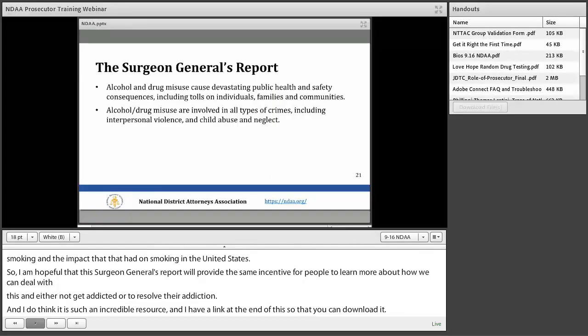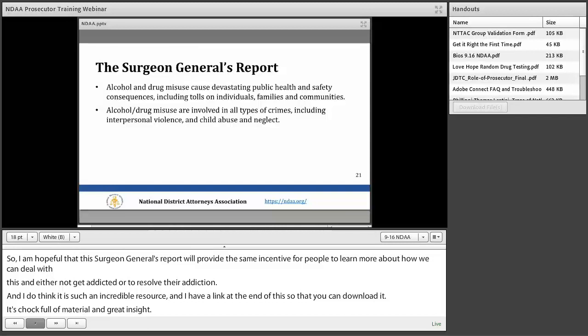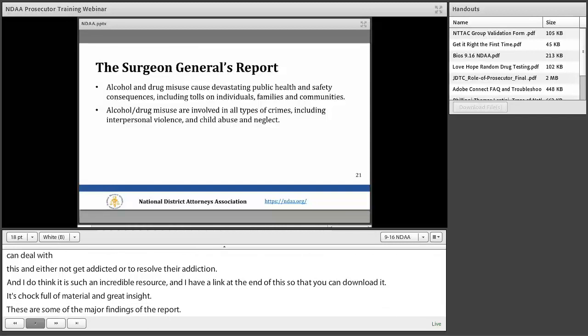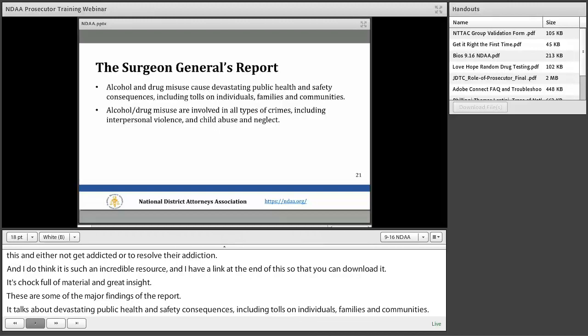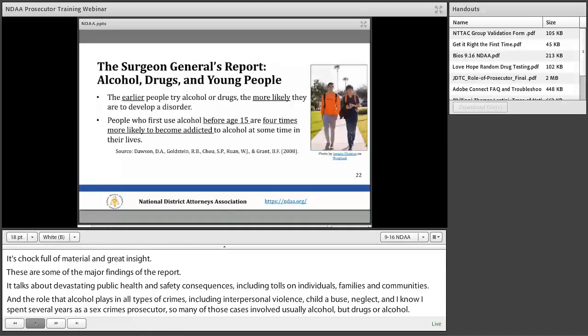So these are some of the major findings of the report. It talks about the devastating public health and safety consequences, including tolls on individuals, families, and communities. And the role that alcohol plays in all types of crimes, including interpersonal violence, child abuse, neglect. And I know, I spent several years as a sex crimes prosecutor. So many of those cases involved, usually alcohol, but drugs or alcohol. So again, this has such an impact in the justice system that we need to understand how to best respond.